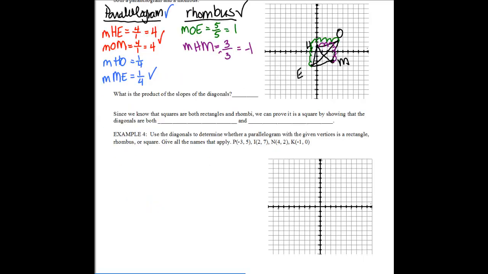What is the product of the slopes of the diagonals? So what is 1 times negative 1? Negative 1. Since we know that squares are both rectangles and rhombi, we can prove it is a square by showing that the diagonals are both congruent and perpendicular.